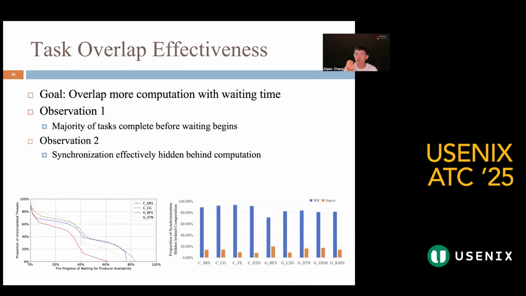Remember, in our motivation, we pinpointed the problem of earlier polling competing with computation. Here, we evaluate whether we can really let more useful tasks finish before synchronization kicks in. The results show that with WIC, most of the work gets done before waiting starts. And more importantly, a large part of the synchronization delay is now effectively hidden behind ongoing computation, which is exactly what we wanted: better communication efficiency without wasting GPU resources.